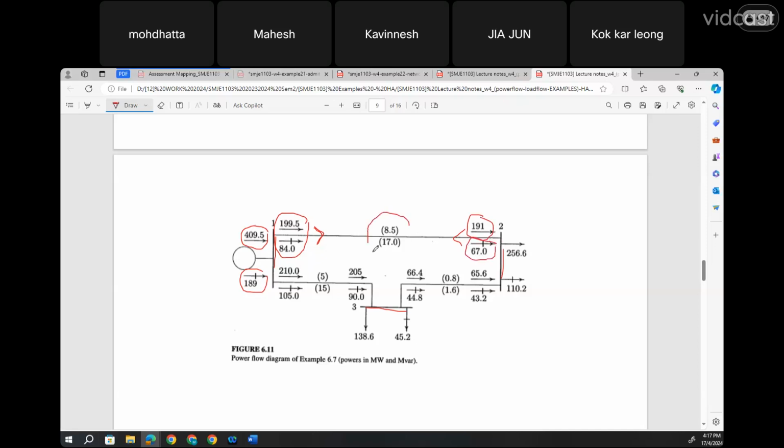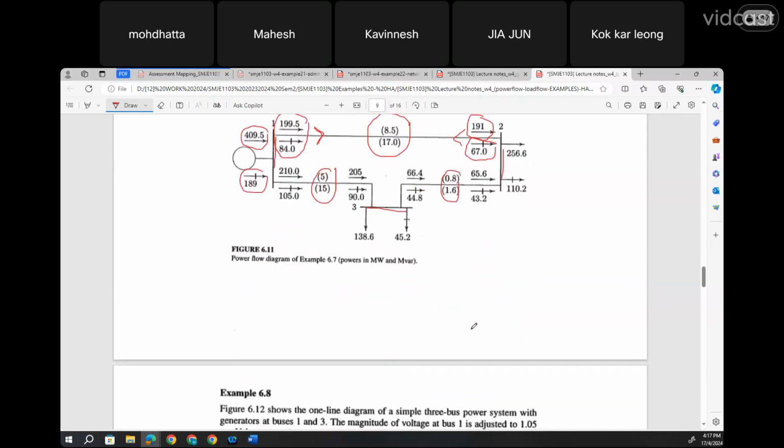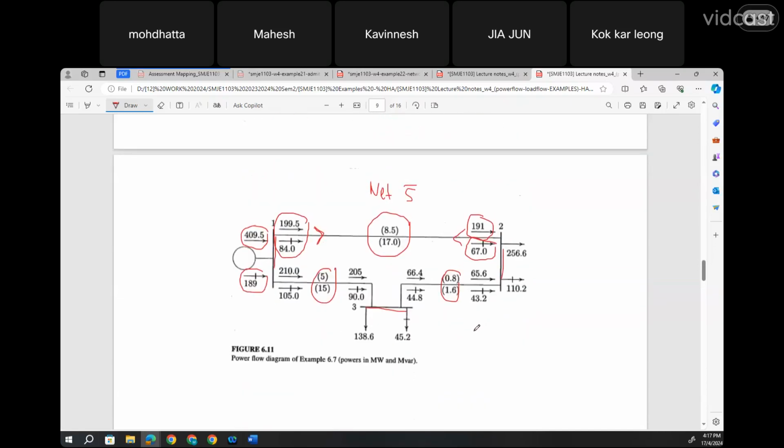And the one that you see in the middle over here is the difference, or the net value of your complex power. Same goes for here and here as well. All right, so that's the objective of doing the power flow analysis. You want to know the difference, or the losses. Basically, the one that you see over here is the losses. This is the losses, this is the losses. Power loss, okay? Power loss.